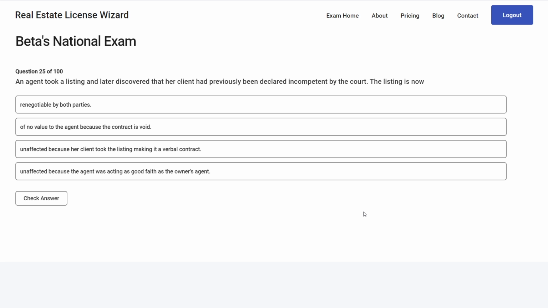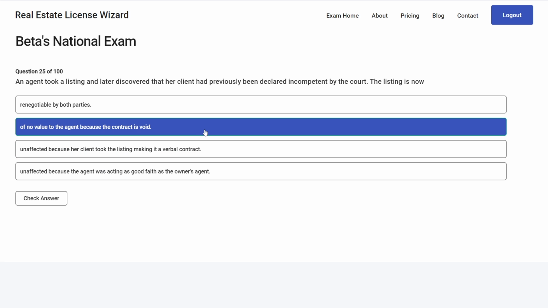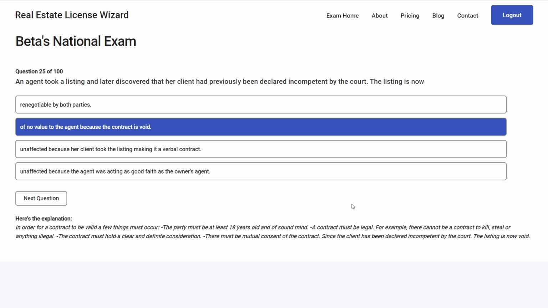All right. So, if you guys remember earlier, I was talking about those four things that need to happen in order for a contract to be valid. One of the things that I don't think I mentioned, but the party must be of sound mind, and if they're not of sound mind, the contract is void. So it's going to be this one here. It's of no value to the agent because the contract is void. So yeah, since the client has been declared incompetent, the listing is now void.